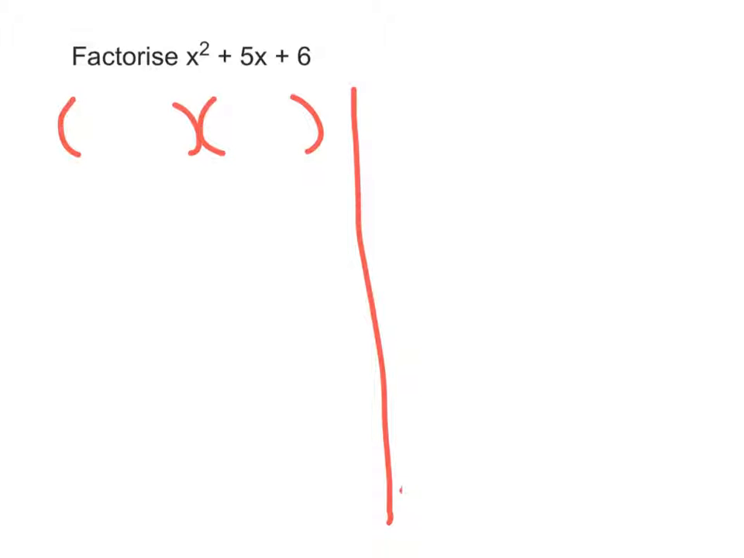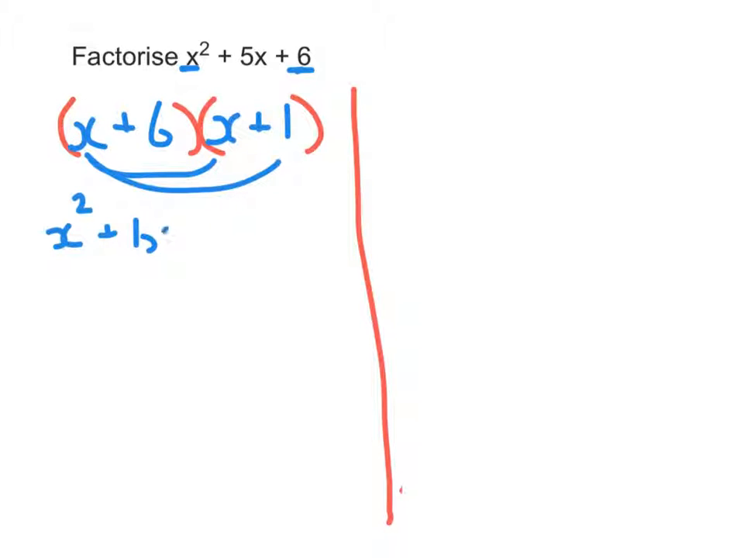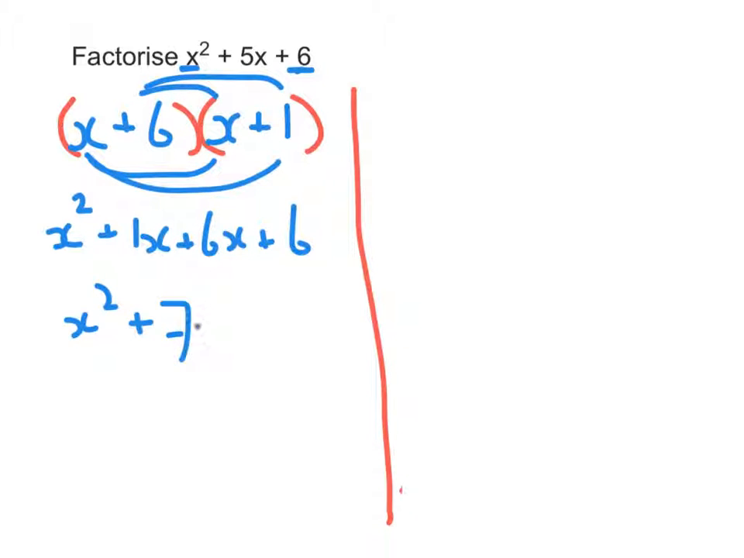You know that two terms are going to have to times together to get x squared. So the only option is x and x. And then you're going to know that the next two numbers inside the brackets are going to have to times together to get 6. So let's say, for example, that might be 6 and 1. And then what you do is expand out and see if you get the same as the question. So if I expand out, I'll get x squared, that one. Then I'll get 1x. Then I'll get 6x. And then I'll get 6. Simplify that to x squared plus 7x plus 6.